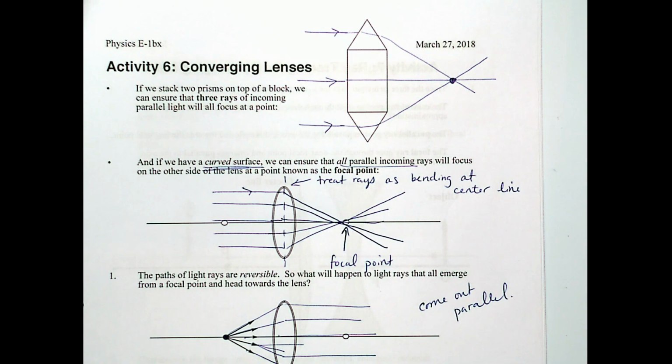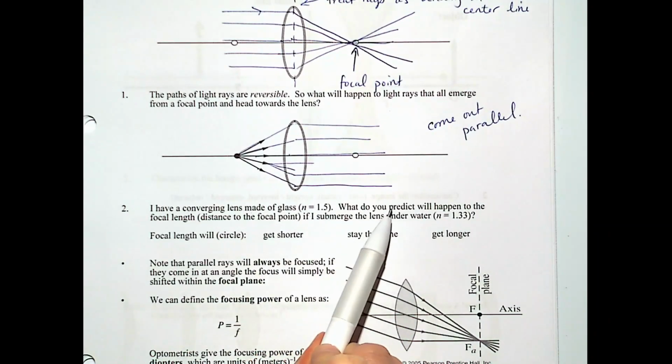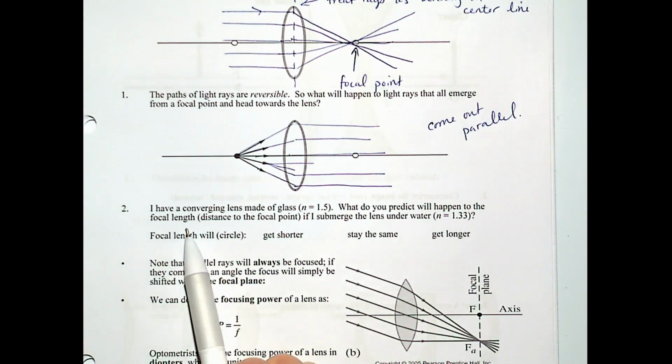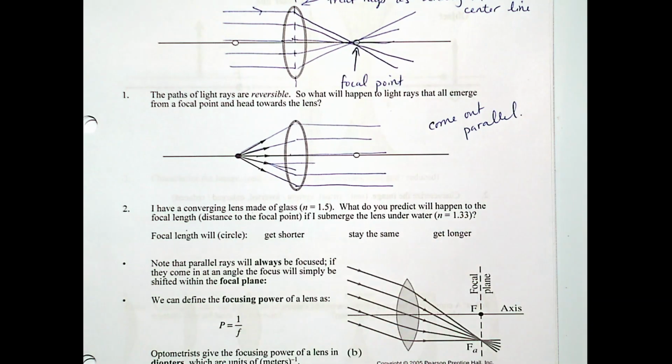Okay, so I have a converging lens made of glass. What do you think will happen to the focal length if I submerge it underwater, where the index of refraction is greater? I want you guys to take a second, talk about it with the person next to you. Do you think that the focal length will get shorter? Will it stay the same? Or will it get longer? And think about the principle upon which the bending of the light rays is occurring. So take 30 seconds to make a prediction.